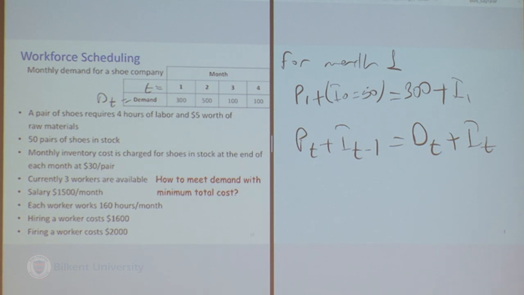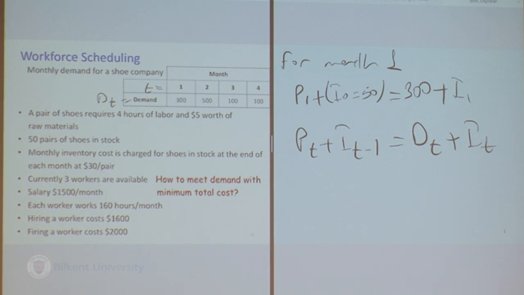This is very similar to the balance we did for the investment. Right? Money cash in was equal to cash out. This time, the things that are coming to me this month from the previous month and the things I'm producing should be my demand and anything that I'm carrying out for next month, whatever is needed. All right? Is this clear?